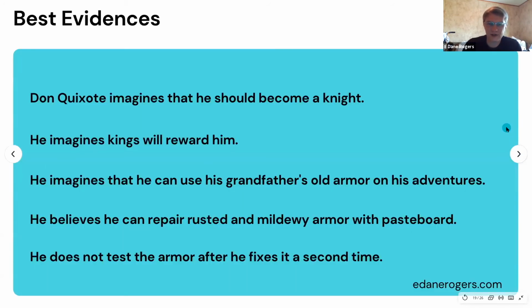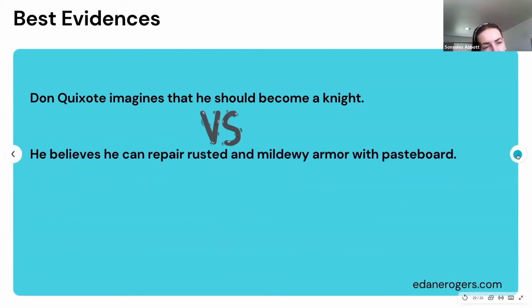So let's practice a bit. Here are 5 different pieces of evidence from Don Quixote, and we're going to analyze them next to each other and decide between 2 of them which one would be the best evidence. So let's go a little faster, and we'll line these 2 up. Can you read these 2 pieces of evidence? Don Quixote imagined that he can repair his armor with pasteboard.